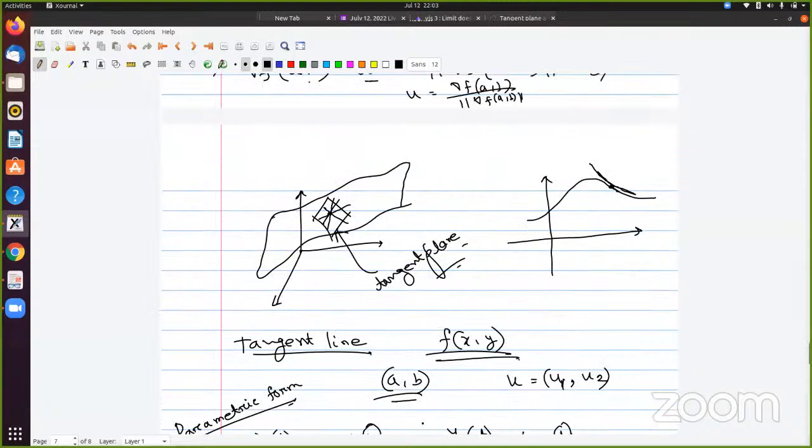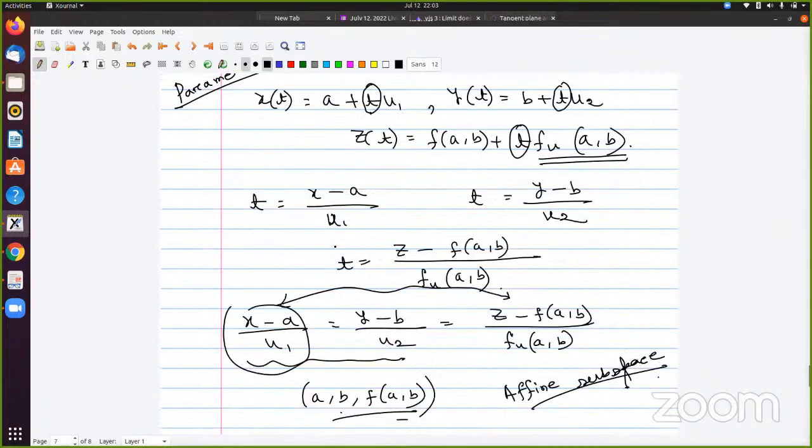So at a comma b means what? If my point is here, if a comma b is here, then on this surface the point is a comma b comma f of a comma b, right? This is the point here. So the tangent line which we are considering should pass through this a comma b comma f of a comma b. Yes, this is the equation of a straight line passing through a comma b comma f of a comma b, and the vector we are considering here is u1 u2, right?